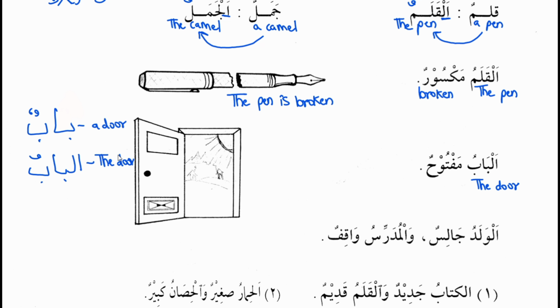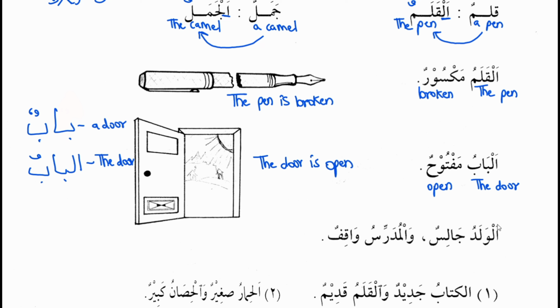Here we'll be talking about a specific door. Maftuhun means open. So the specific door which is open. We are talking about that door. Al-babu maftuhun. The final translation is the door is open. Al-babu maftuhun, meaning the door is open.